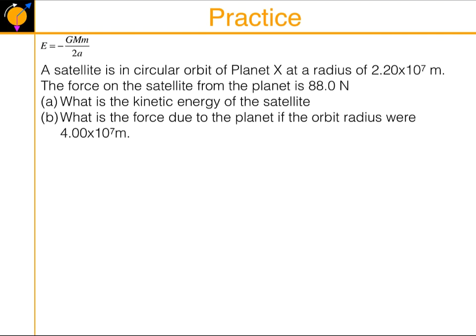This problem here is we have a satellite in a circular orbit of planet X, and its orbital radius is 2.20 times 10 to the 7 meters. And the force on the satellite due to gravity is 88 newtons. That's our knowns. And it's asking, what's the kinetic energy of the satellite? Well, a couple ways we can go about doing this.